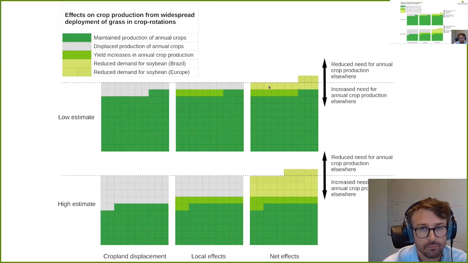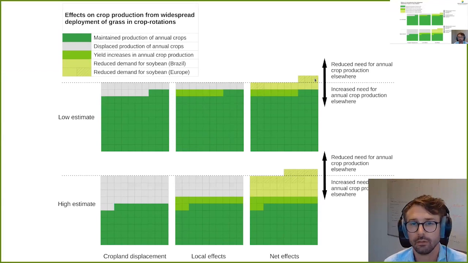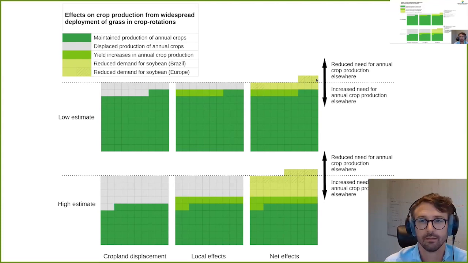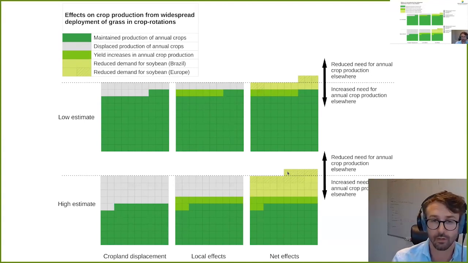But if we use soybean produced in Europe, we can add a little bit more, because there are lower yields in Europe. So theoretically, if we can utilize all the grass that we produce to produce protein concentrate and replace European soybean meal with that, we would have a 3% net reduced need for annual crop production elsewhere. And in the high estimate, it's even better. We can achieve a net benefit, or a reduced need for annual crop production elsewhere, corresponding to 5% of all these 91 million hectares that we have established grass on.